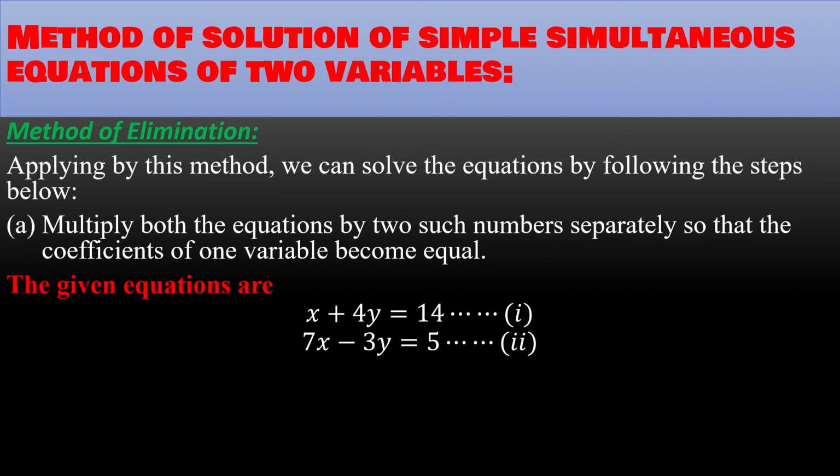We have to vanish any variable, either x or y. If we want to vanish y, we have to multiply the first equation by the coefficient of y of the second equation, and the second equation by the coefficient of y of the first equation. That means we have to multiply equation 1 by 3 and equation 2 by 4. As a result, the coefficient of y will be equal. Now follow.